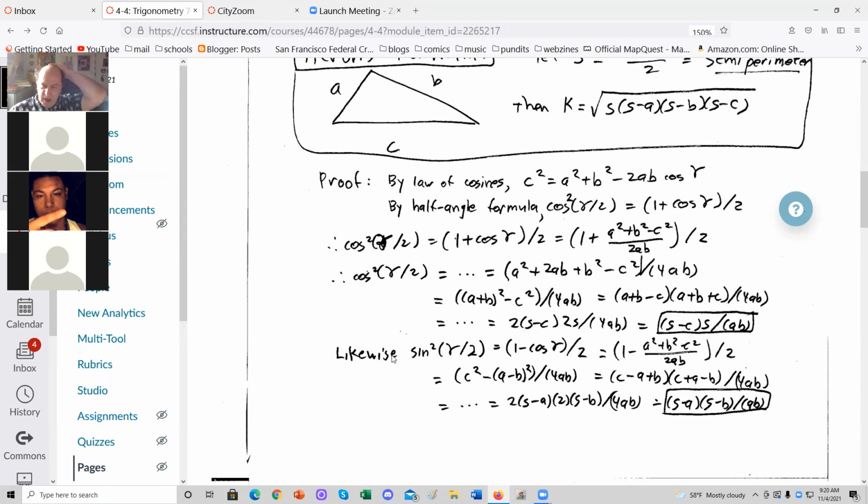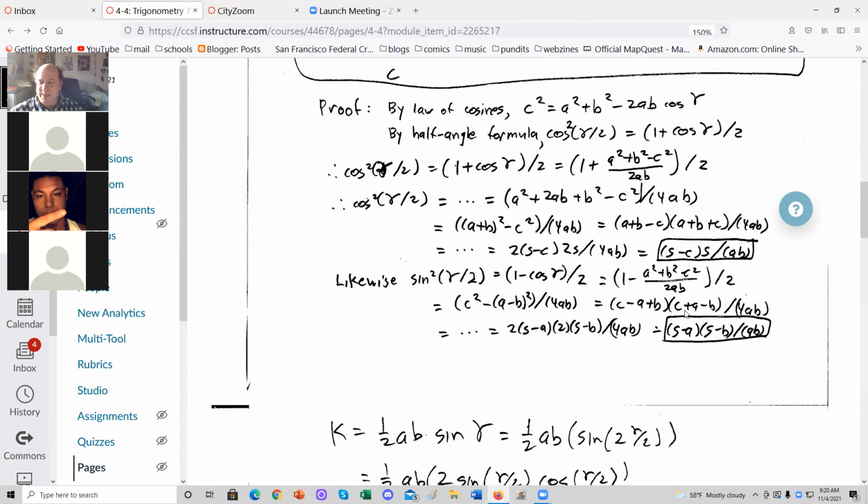And likewise, sine squared of gamma over 2 is (1 minus cos gamma) over 2, which is 1 minus (a squared plus b squared minus c squared over 2ab), all over 2. And we can do some algebra on this, and on this. After the algebra, I won't bore you with the tediousness of it, cancel some 2's, we get (s minus a) times (s minus b) over 2ab. So this is the square of cosine gamma over 2. This is the square of sine gamma over 2.